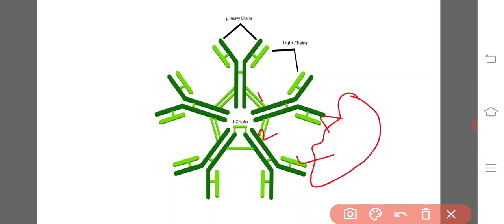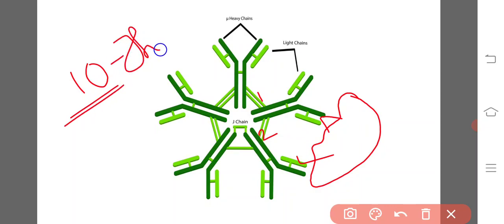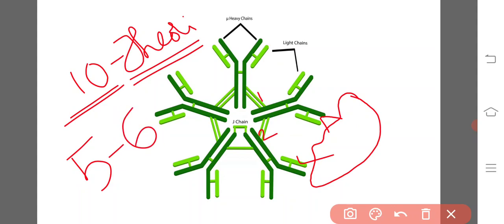Due to the overlapping of the antigen for the adjacent antibody's FAB regions, the pentameric antibody is unable to attach to 10 antigens. So it is only the theoretical expected valency. In general, it may attach to 5 antigens or 6 antigens at a time.